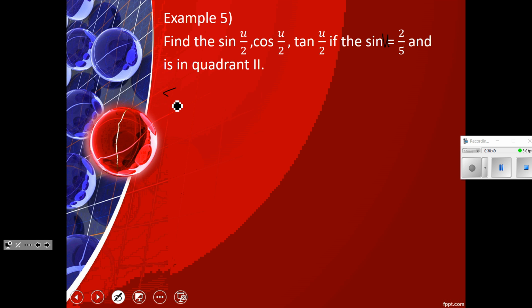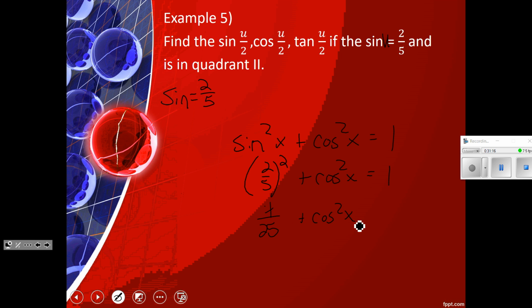I know that the sine is 2/5. To find the cosine, I'm going to use my Pythagorean identity: sine squared x plus cosine squared x is equal to 1. So I'm going to plug in 2/5 squared plus cosine squared x is equal to 1. That's going to make 4/25 plus cosine squared x is equal to 1. So far, so good? Holler at me if I've lost you.